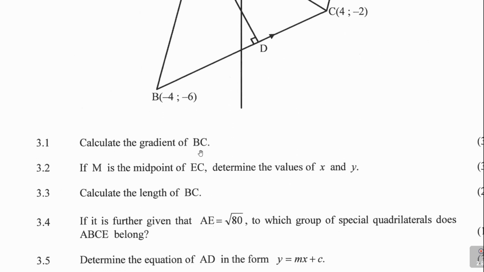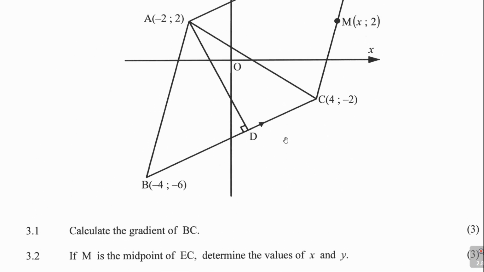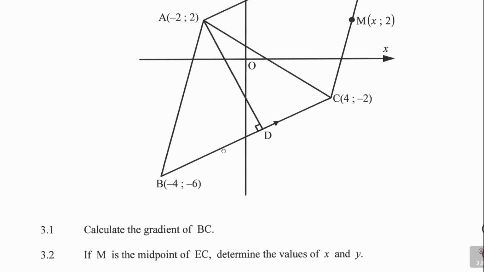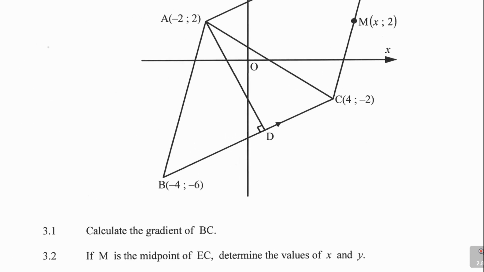3.1 says calculate the gradient of BC. Now we want the gradient of BC. With analytical geometry, you are heavily reliant on formulas. So whenever they bring in a question, you need to always recall your formula. When they're talking about the gradient, you must know the formula for the gradient. So gradient of BC is equal to y2 minus y1 over x2 minus x1. This is the formula for the gradient.